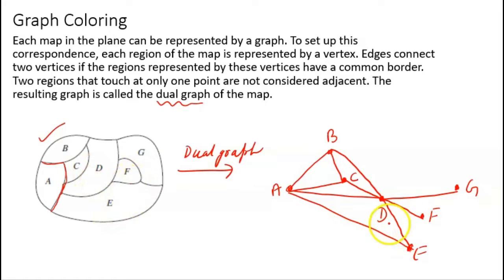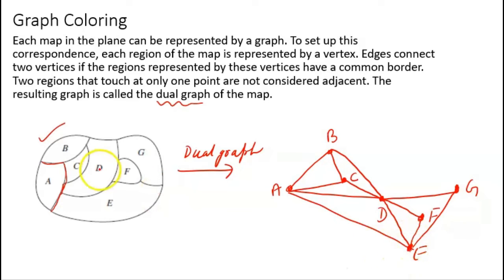With F, so I need to join an edge between E and F. And E is sharing its boundary with G also, so I need to join an edge between E and G. So I think we are done with E also. E should have degree 4, because A 1, then D 2, then F 3 and G 4. So its degree should be 4.